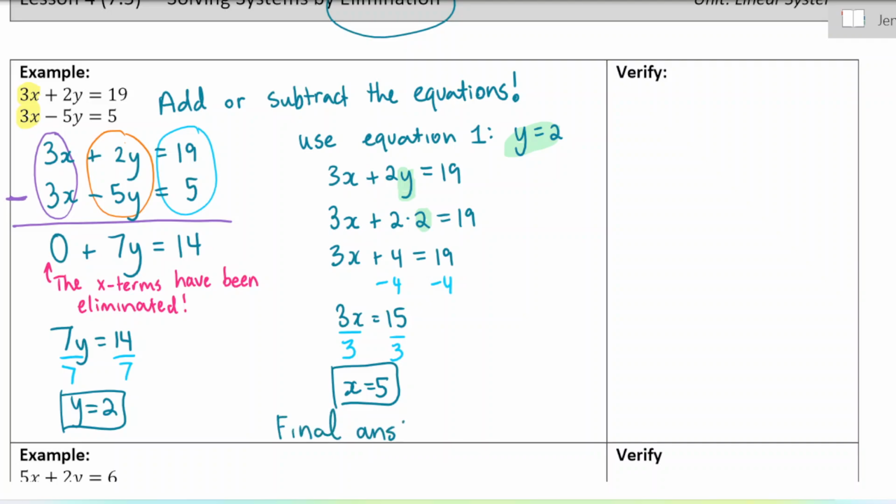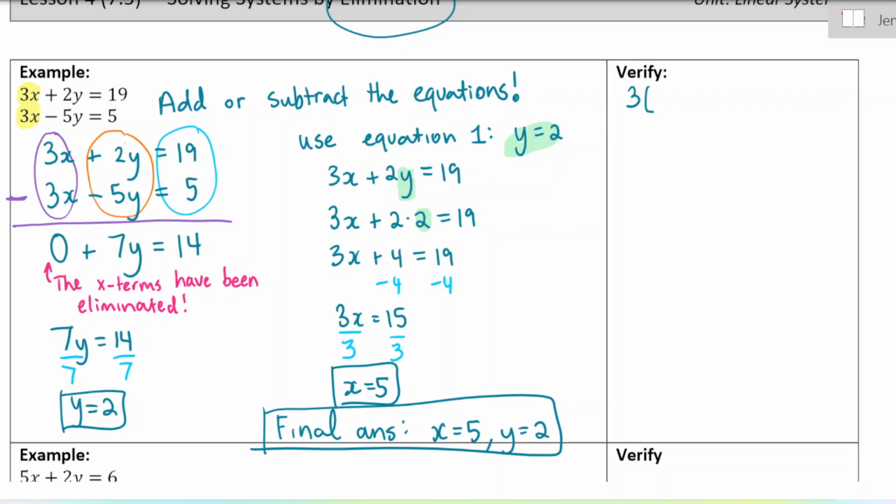X equals 5, y equals 2. I always recommend you put your final answer at the bottom or wherever you finish so that the person reading it can find it really easily. Okay, to verify, I'm only going to verify on this one question, but I recommend on a test or a quiz you verify every single time.